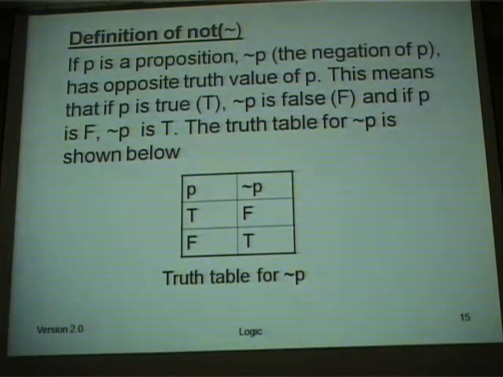Then you want to finally find out the negation of P. The negation of P is the opposite truth value of the truth value considered. If this is true, this is false. If this is false, this is true. So keep that in mind.